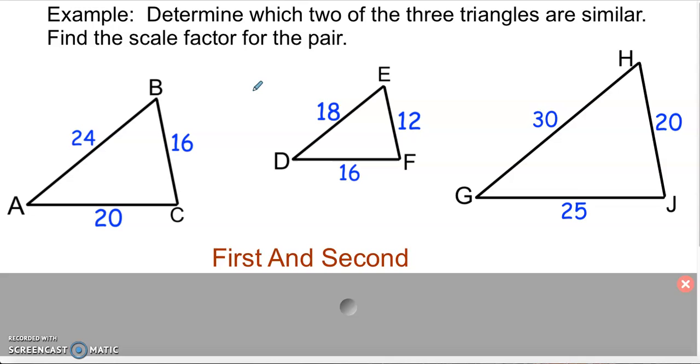I want to check to see which of these three triangles are similar. Maybe they're all similar, maybe none of them are similar. And then if I figure out the similarity, I want to know the scale factor. So I'm going to check the first and the second triangle. I'm going to check triangle ABC and triangle DEF first.